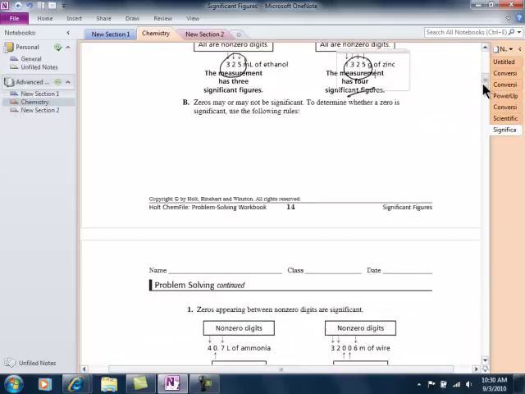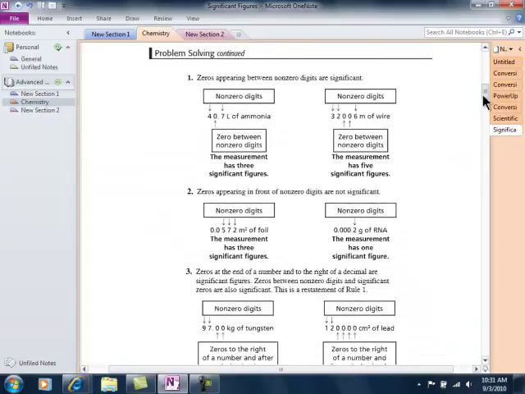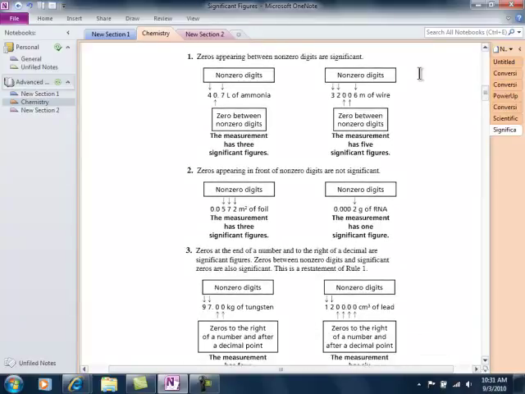And then for zeros, B says zeros may or may not be significant. To determine if a 0 is significant, use the following rules. Zeros appearing between non-zeros are significant. So this 0 is between two non-zeros, right? So that's 3 significant figures. These two zeros are between two non-zeros. So that's 5 significant figures.